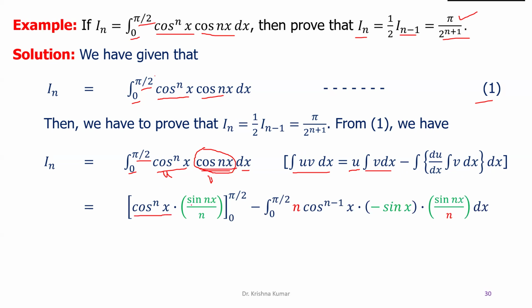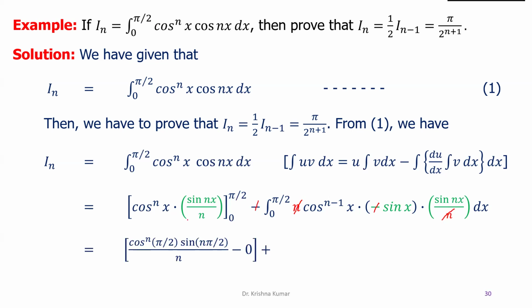If we apply the formula, first function u is nothing but cos^n x. Integration of cos nx is sin nx upon n under the limit 0 to pi by 2, minus the derivative of the first function. What is the derivative of cos^n x? It is nothing but n cos^(n-1) x, and again the derivative of cos x is minus sin x, into the integration of cos nx, which we have already calculated: it is sin nx upon n. Now this n and this n will cancel, and this minus sign and minus sign will become plus.